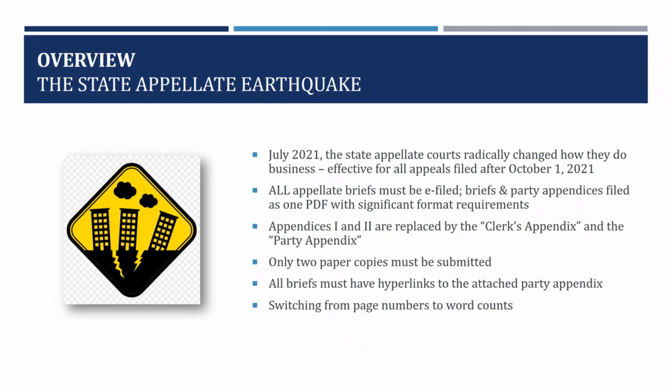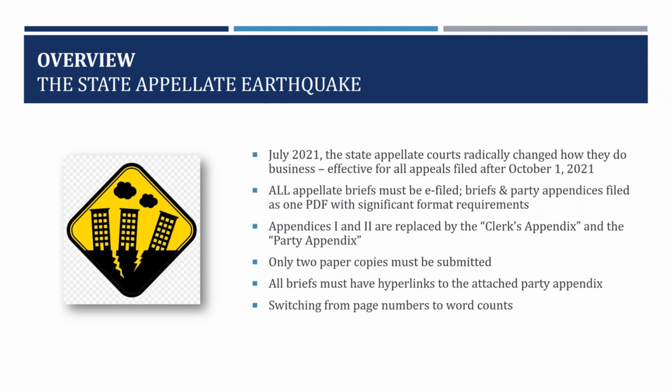All appellate briefs will now be submitted without the Appendix Part 1. The Appendix Part 1 has been replaced by the Clerk Appendix, which our office will produce. When the parties submit their brief and appendix, that's to be submitted as one PDF. And there are significant changes to the format requirements in these briefs. Only 2 paper copies will be submitted using the new briefing rules.